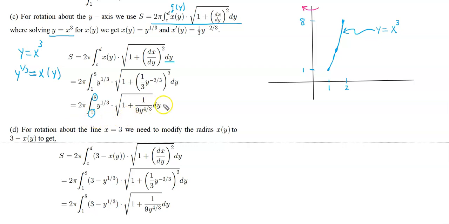Now we're not in a position to evaluate this yet, but we could use approximation techniques like Simpson's rule to approximate this definite integral.